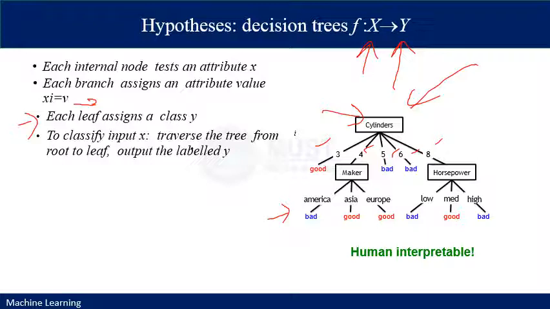So to classify the input example X, you need to traverse the tree in some form to predict the output label Y, which you will encounter at the leaf node. And one of the significant benefits of the decision trees algorithm is that it is human interpretable. A human can provide the justifiable reason behind the prediction of an example.